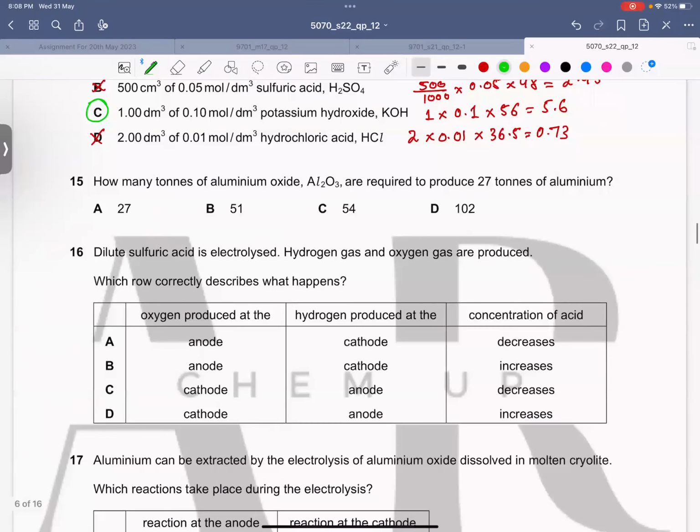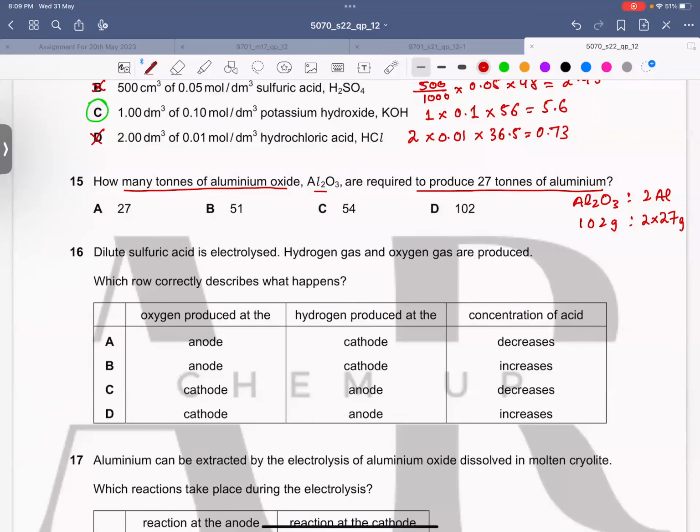Now, how many tons of aluminium oxide are required to produce 27 tons of aluminium? Okay. So if you look at the formula of aluminium oxide, it is Al2O3 and it is going to produce 2 moles of aluminium. So 1 mole of aluminium oxide would give 2 times 27 of aluminium. What is the MR of the aluminium oxide? 27 plus 27 gives you 54, 54 plus 48, 102. So 102 grams of aluminium oxide gives you twice 27 grams of aluminium.